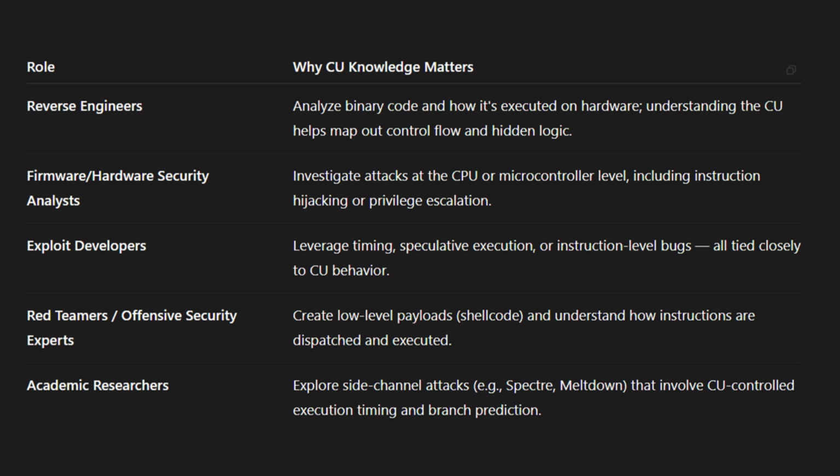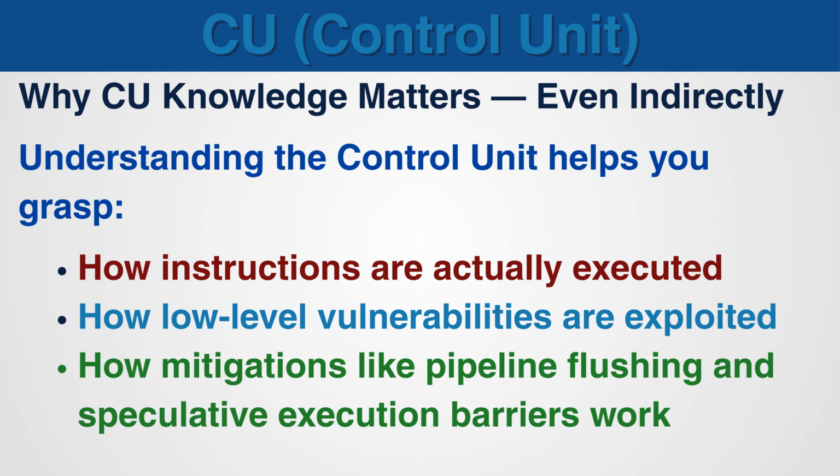And the red teamers and offensive security experts create low-level payloads with shellcode and understand how instructions are dispatched and executed. Then academic researchers explore side-channel attacks like Spectre and Meltdown, which involve CU-controlled execution timing and branch prediction. So even for roles not directly interacting with the CU, understanding its function enhances comprehension of how instructions are executed, how vulnerabilities are exploited, and how low-level mitigations work, like pipeline flushing or speculative execution barriers.